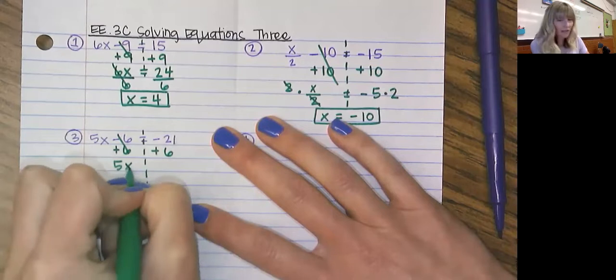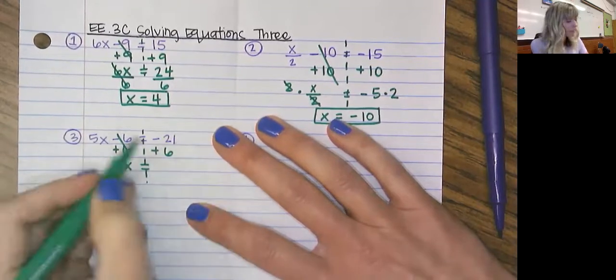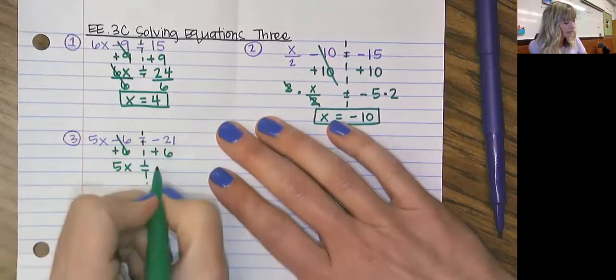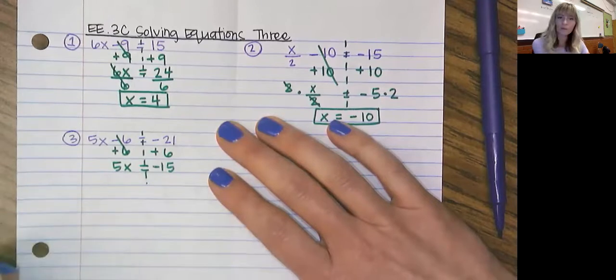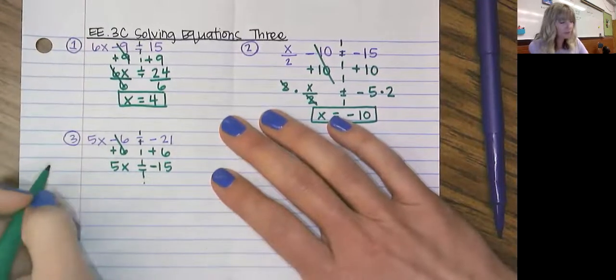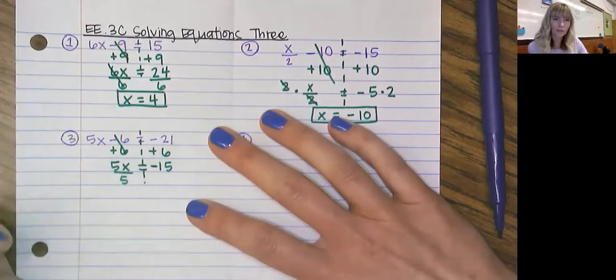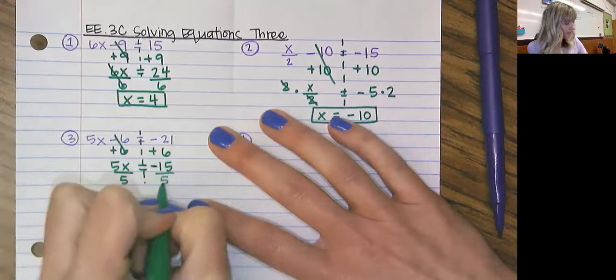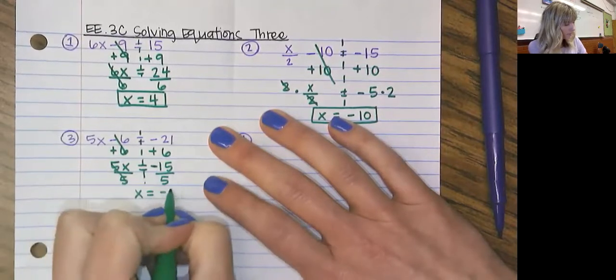I have a 5x left on the Adeline side. I need to do the math on the Penelope side. Different signs, subtract. Take the sign of the one that goes farther. Negative 21 plus 6 is negative 15. Now I'm ready to do the multiplicative inverse and turn something into 1. Divide by 5. Divide by 5. And x equals negative 3.